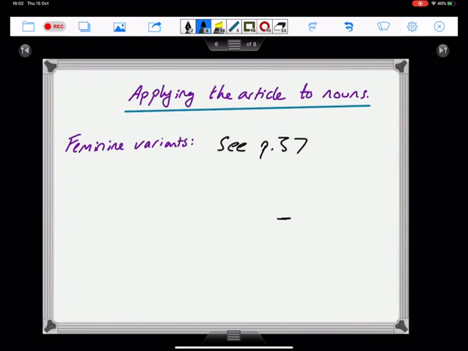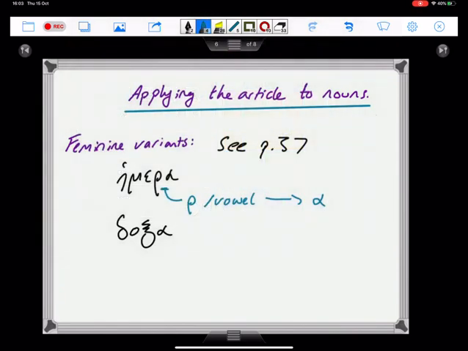The general rule is, if you look at page 37, hemera. Words like hemera that have a rho or a vowel always have an alpha in their endings. Words like doxa that have got any kind of S in there will change between alphas and etas in their paradigm.